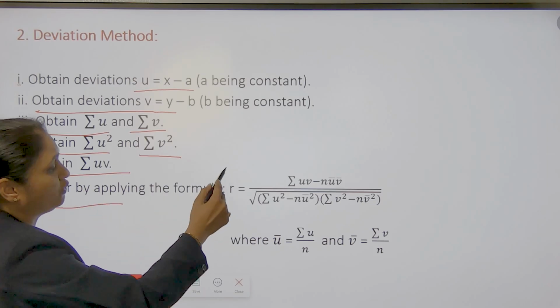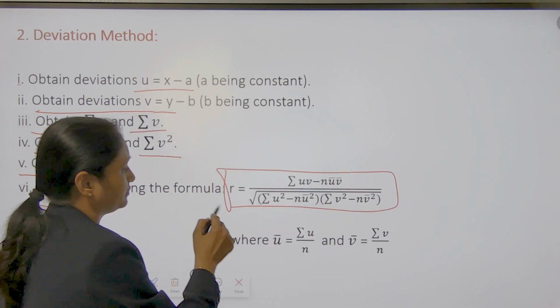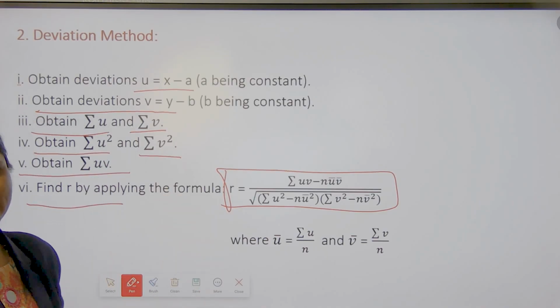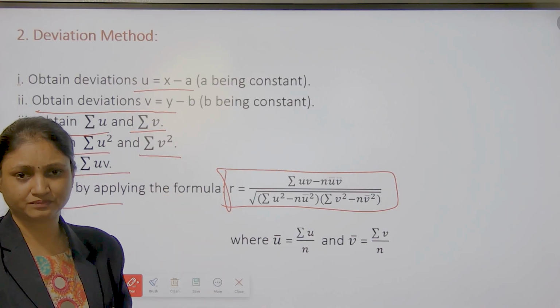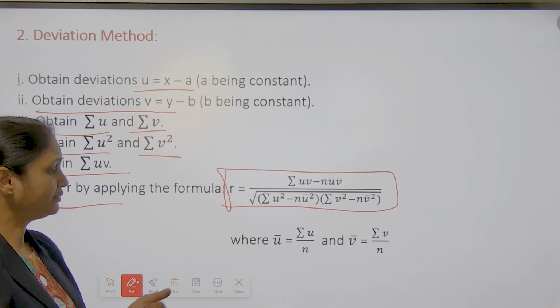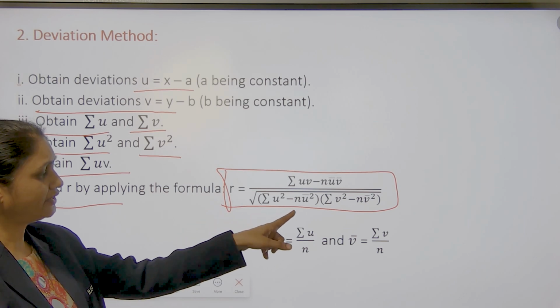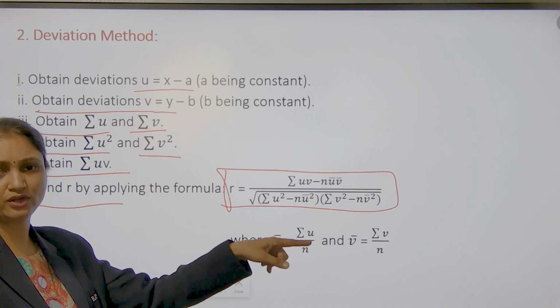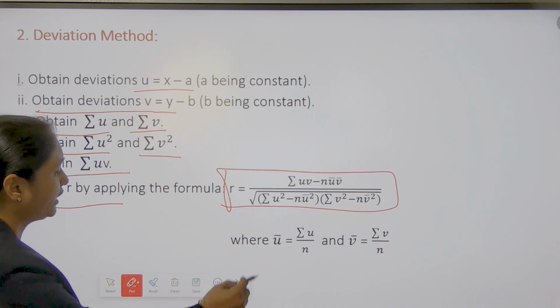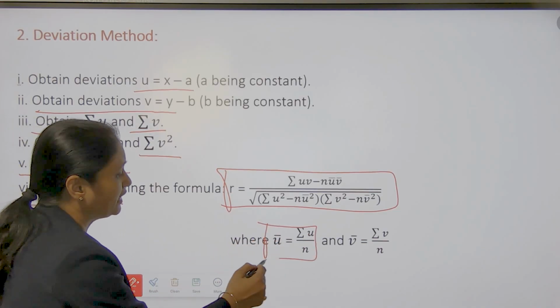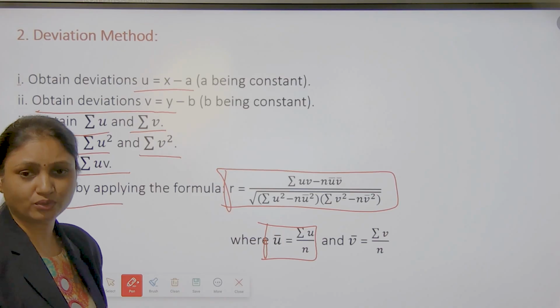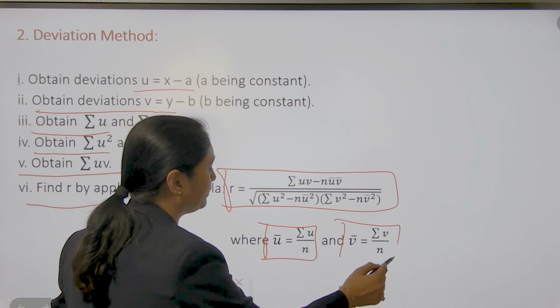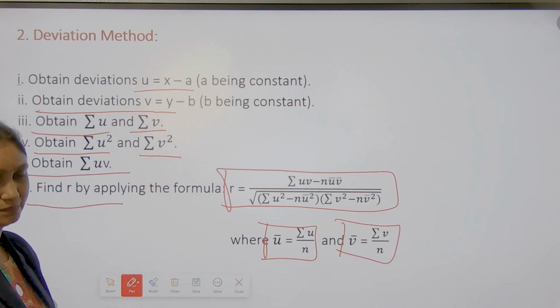So here we have to apply this formula. Summation uv minus n into u bar v bar upon square root of summation u square minus n into u bar square into summation v square minus n into v bar square. So here u bar is the arithmetic mean of values of u and v bar is the arithmetic mean of values of v.